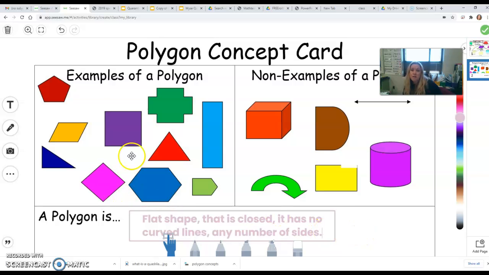All of these examples of polygons have different numbers of sides. So it can have any number of sides as long as it's closed, has no curved lines, and it's flat and not 3D. I hope that helps you understand, and this gives you some examples of polygons and non-polygons, and then quadrilaterals.